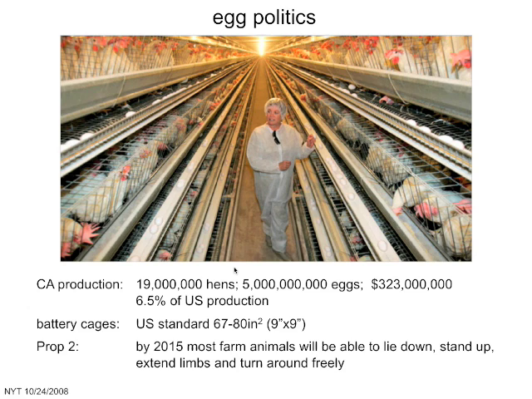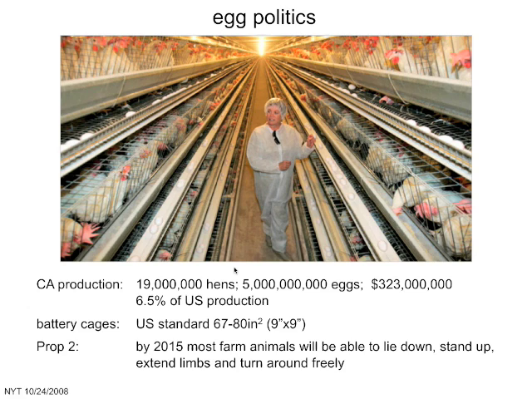So in California, 19 million hens. These are 2007 numbers, by the way. There were 19 million laying hens as opposed to meat hens, producing 5 billion eggs with a net worth of $323 million. This only constitutes a fairly small proportion of U.S. production. These battery cages that these hens are confined in are anywhere from 67 to 80 square inches.